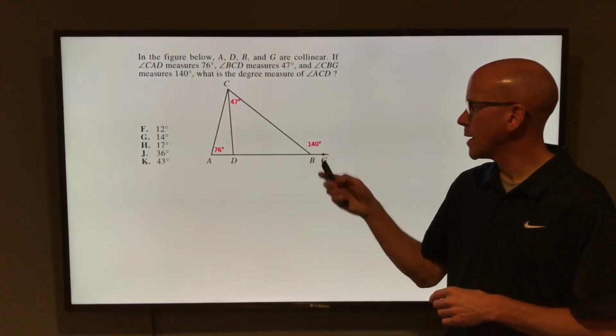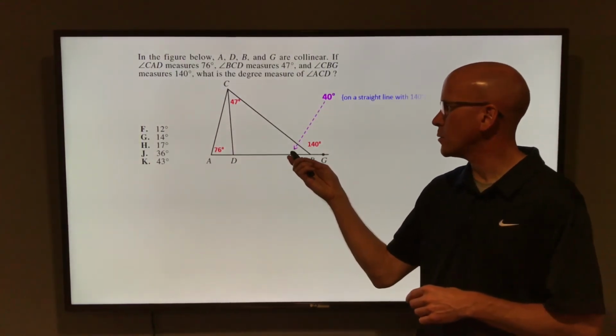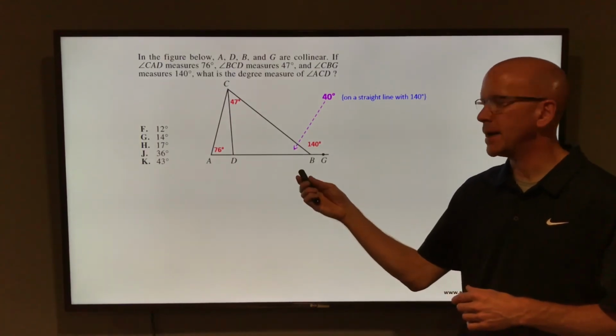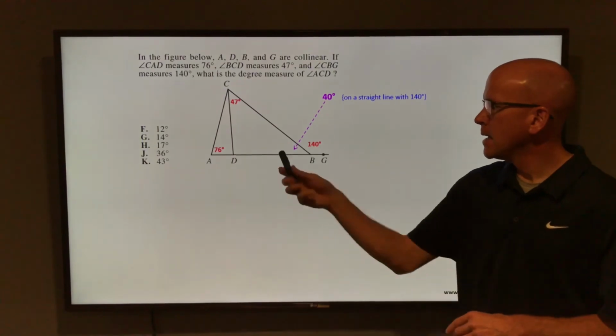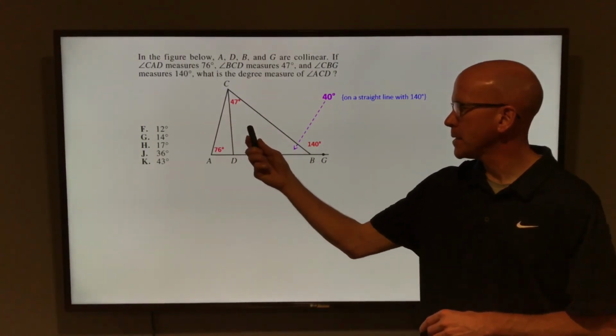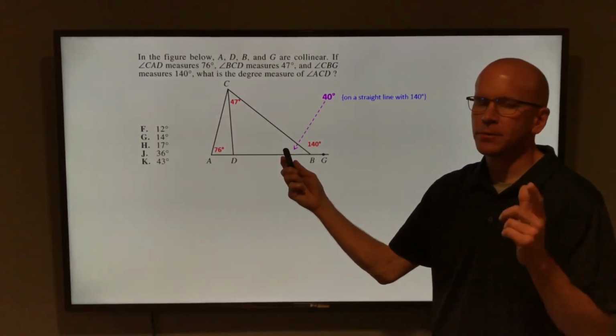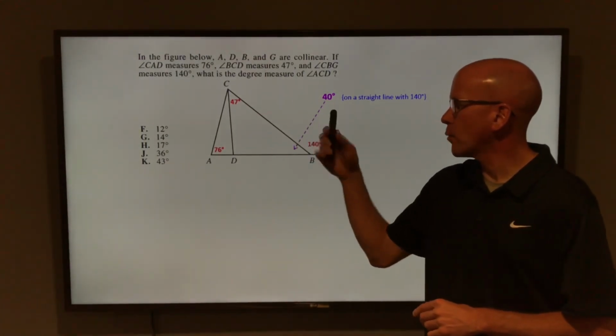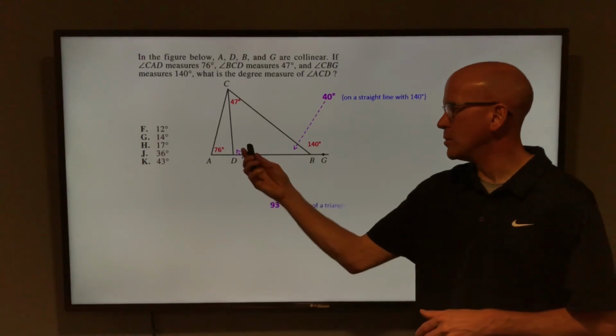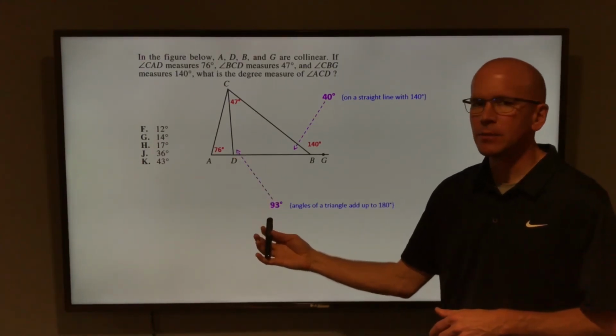So if this angle right here is 140, the one right next to it would be 40 because angles in a straight line add up to 180. Now you know this angle up here is 47. You know this angle is 40, and you also know angles of a triangle add up to 180. So add the 47 and the 40 and subtract from 180. That will give you this angle right here, which is 93.